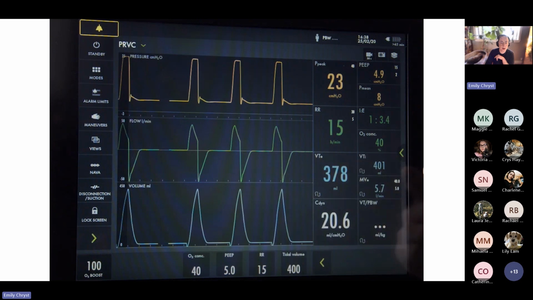And these are going to be our measured or delivered settings. So this is what it's measuring either from the ventilator itself or from the patient itself. And those are definitely different.